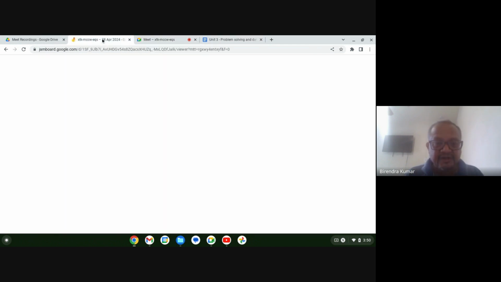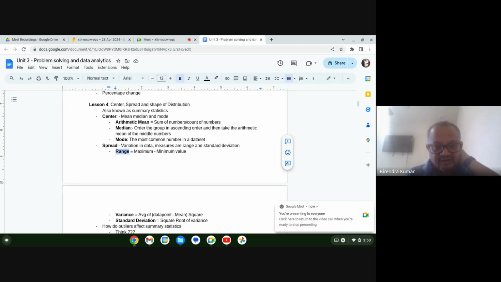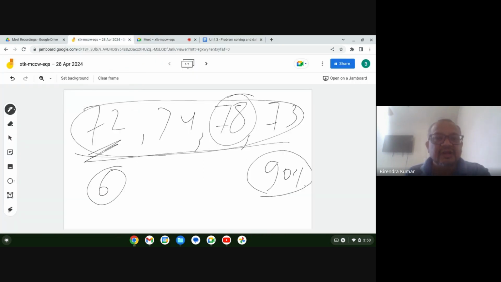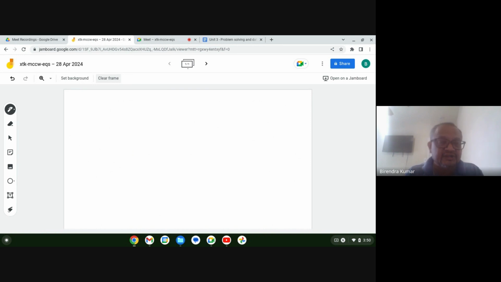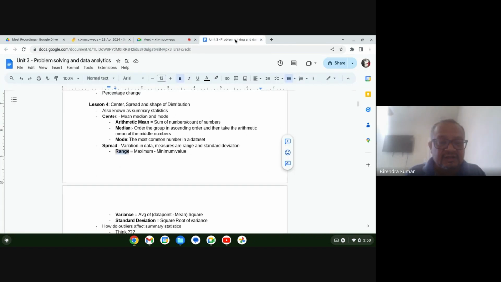Then comes the variance. There are three things. One is called range, second is called variance, and third is called the standard deviation. And these are different techniques used for representing data or interpreting data. So first one is the range, which tells you what is the minimum and what is the maximum in a group of numbers. That was clear, right? Then comes the variance.